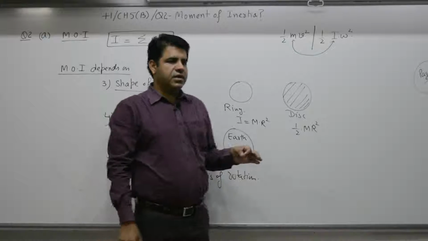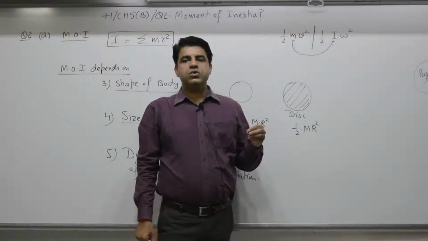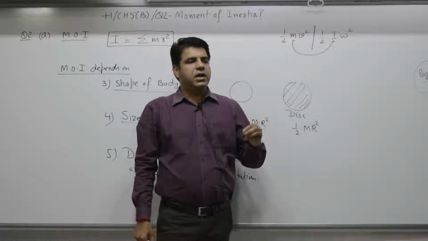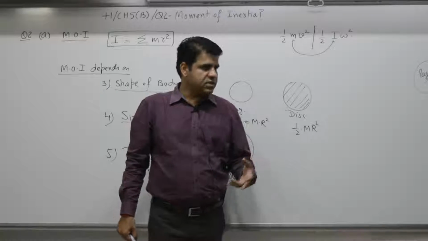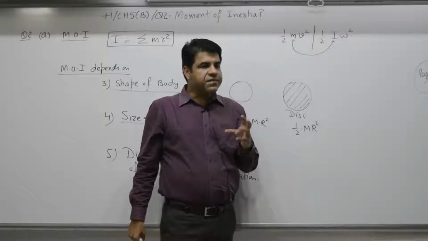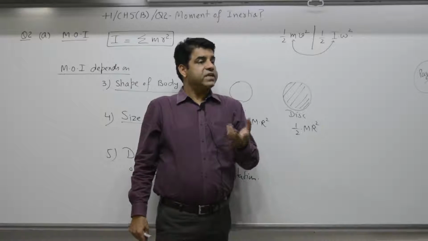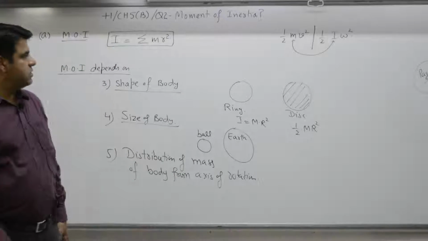Whatever was the significance of mass in linear motion: if you have a cycle and a truck, it is difficult to start or stop a truck because truck has more inertia, more mass. Similarly, if the rotating object has more inertia, it is difficult to rotate, or if it is rotating, it is difficult to stop. Time with you is 3 minutes.